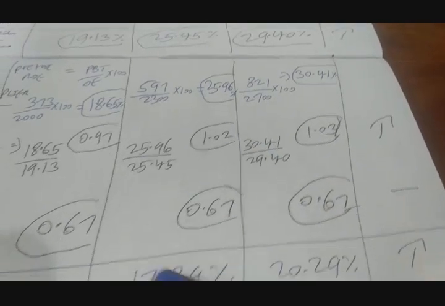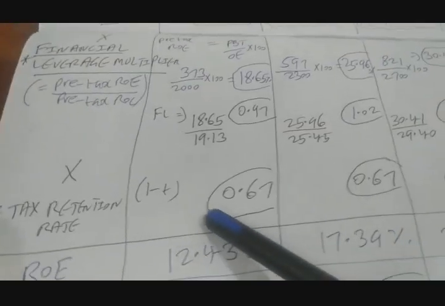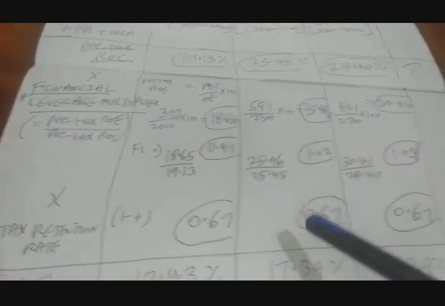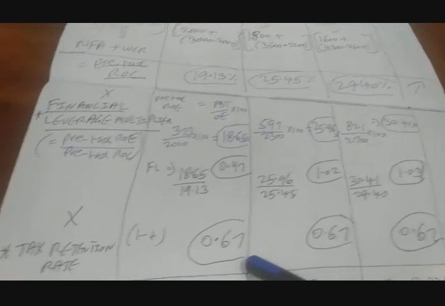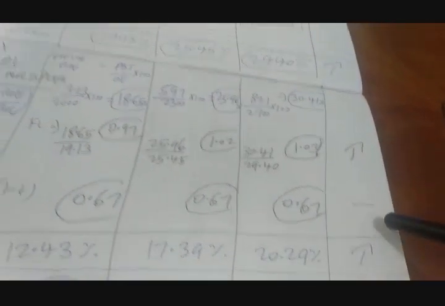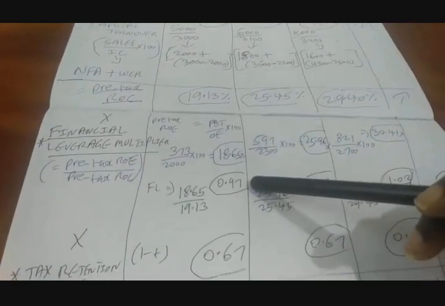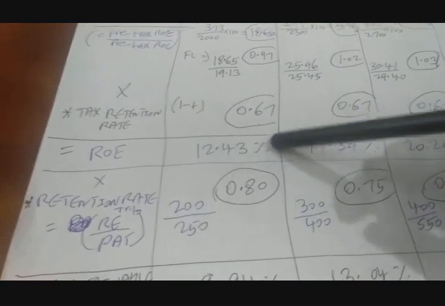The last one is tax retention rate, that is 1 minus T. The tax rate is remaining the same in this problem, 33%. So 1 minus 0.33 is 0.67 for all 3 years, right? So it's remaining flat. You multiply pre-tax ROC with your financial leverage multiplier and your tax retention rate. That will give us the ROE for the firm for the period.